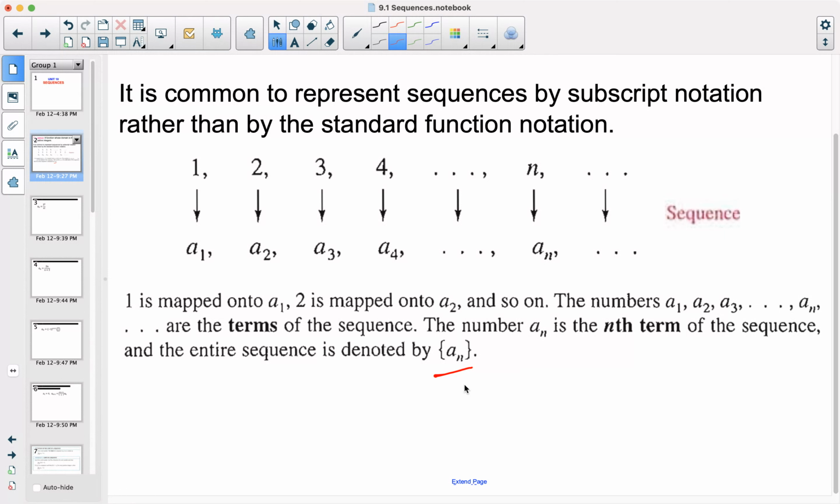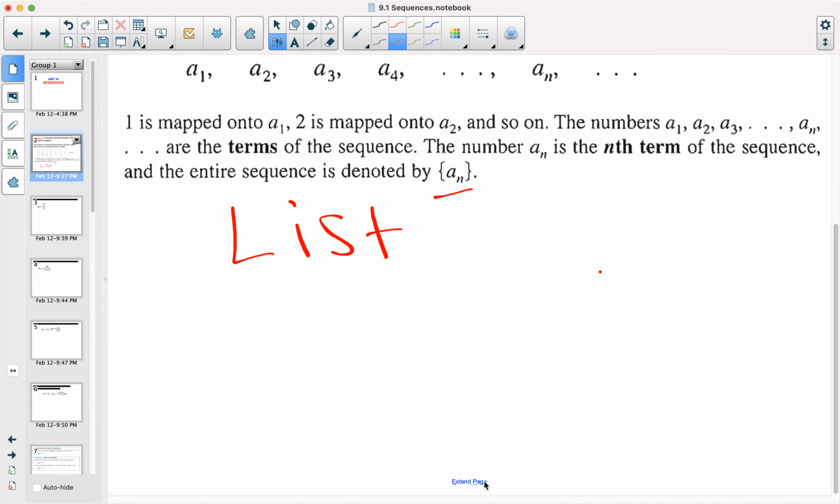Whenever we talk about sequences, because we're going to eventually get to series, we kind of think of a sequence as a list. Okay. And I'm going to scroll down here. I want to see if I can hide that for a minute. There we go. And back.